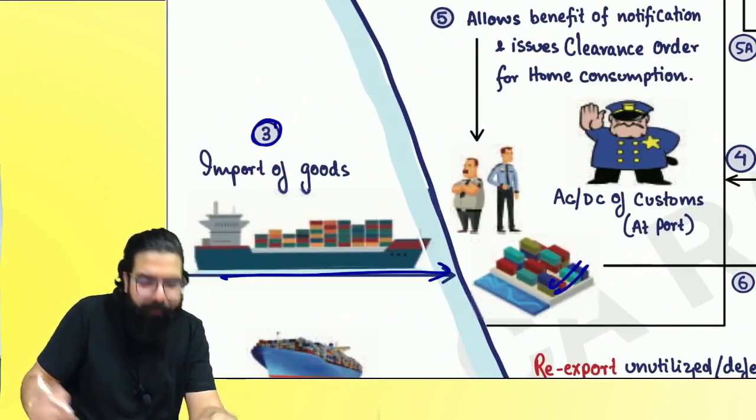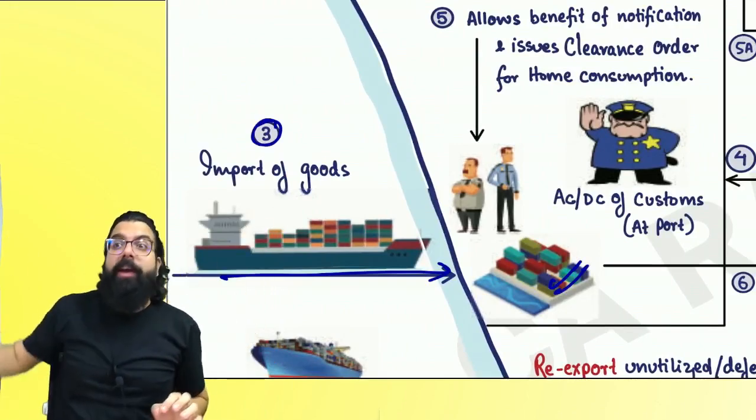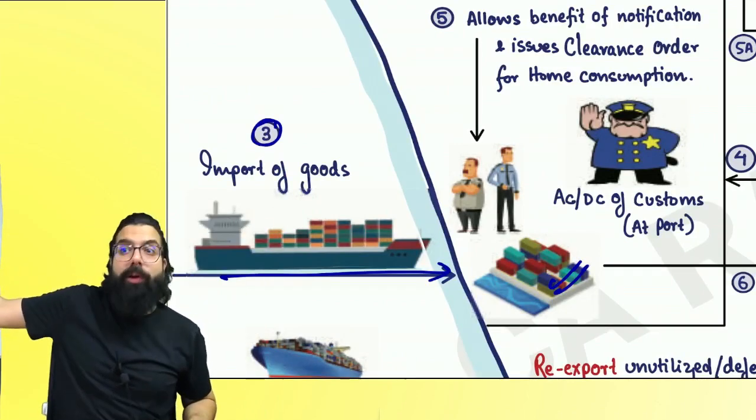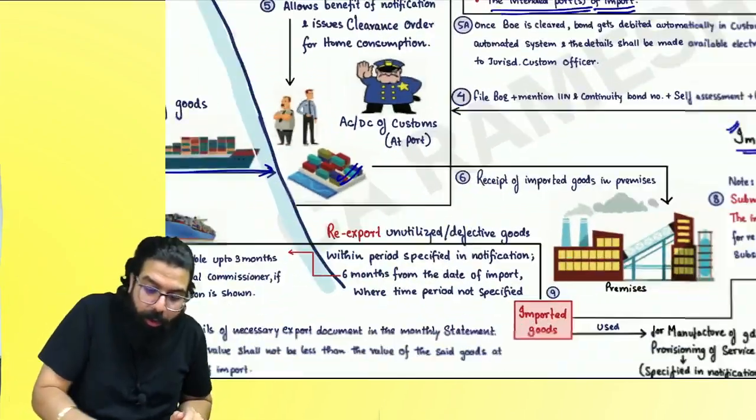For an example, mobile phone parts have come. People, tell me one thing. Your parts have reached Kerala port. What will you do? Let it rot over there only, or will you go to clear? To clear the goods, what will you do?